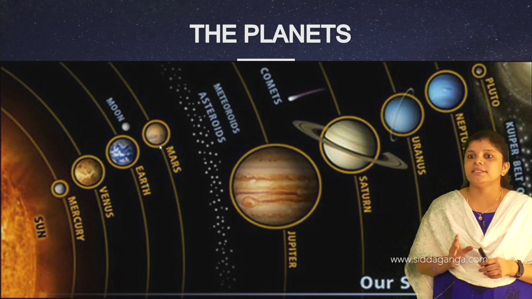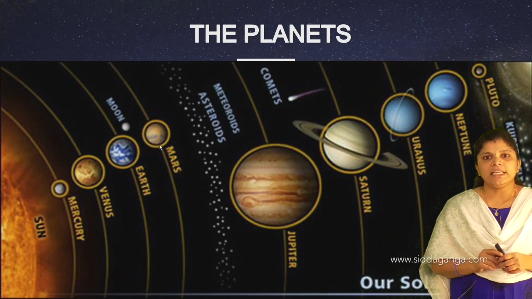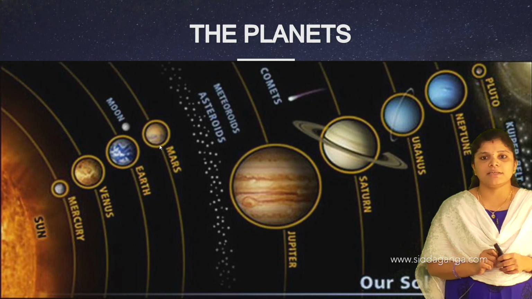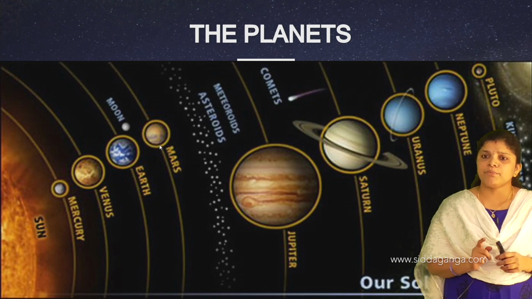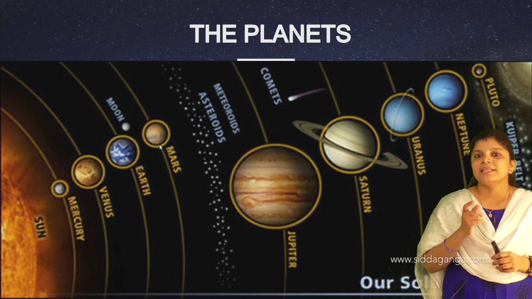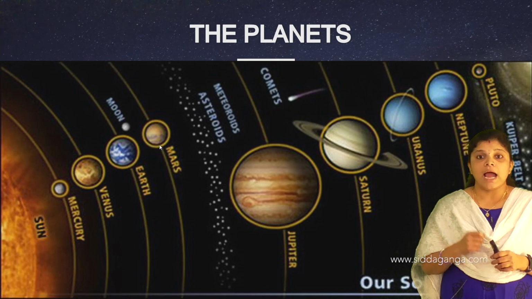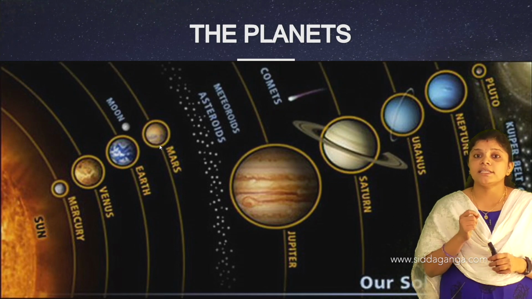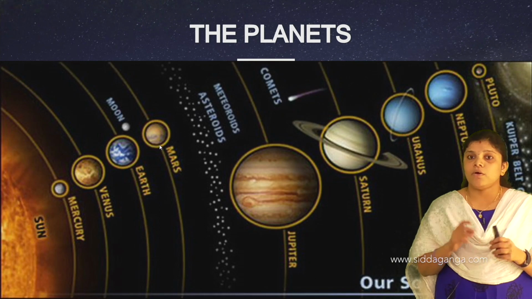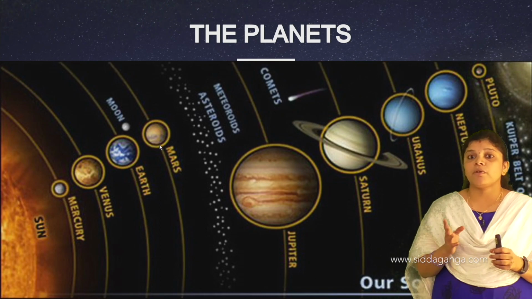And the next planet is Neptune. See, Neptune is the farthest planet in our solar system. This Neptune has only 13 moons. How many moons does it have? 13 moons. And it takes 168 years to revolve around the sun. It's a long period to revolve around the sun.